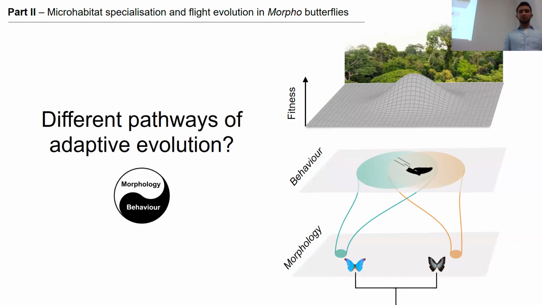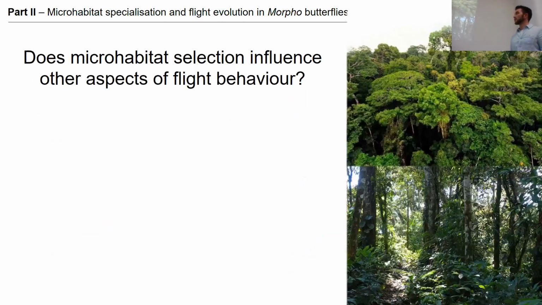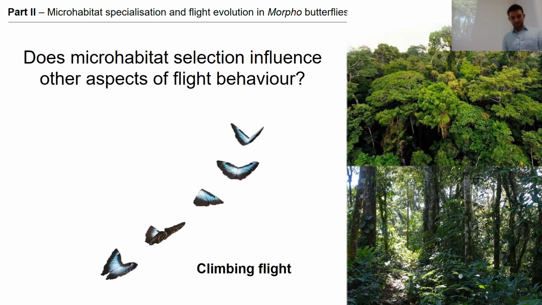Up to now, I told you a lot about gliding flight. But butterflies have quite a large repertoire of flight maneuvers, and divergent flight evolution may occur in many different ways. So we asked if microhabitat selection may also influence other aspects of flight. And one particularly important flight maneuver for flying animals is climbing in flight.